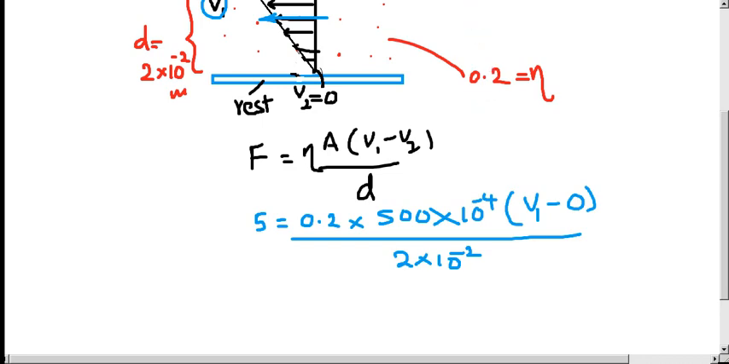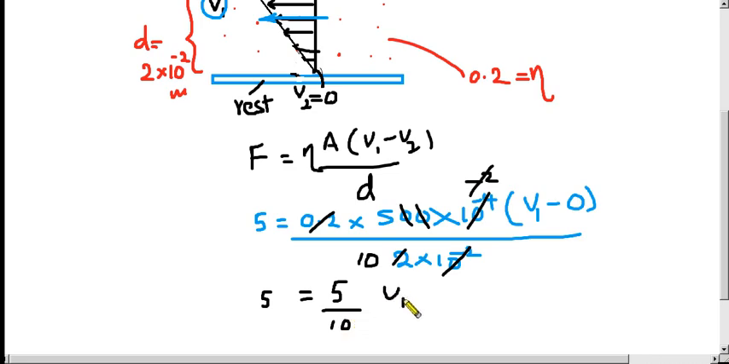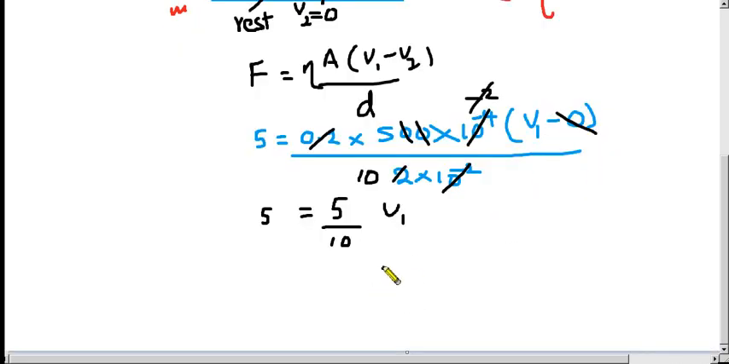So we have to simplify this. Cancel minus 2 and plus 2. Then what we need is V1. Let's cancel this, 10 times here. Then 5 divided by 10 V1, only V1 is here, 0 we don't have to write. Then V1 equals, this 5 cancels, 10 meter per second.